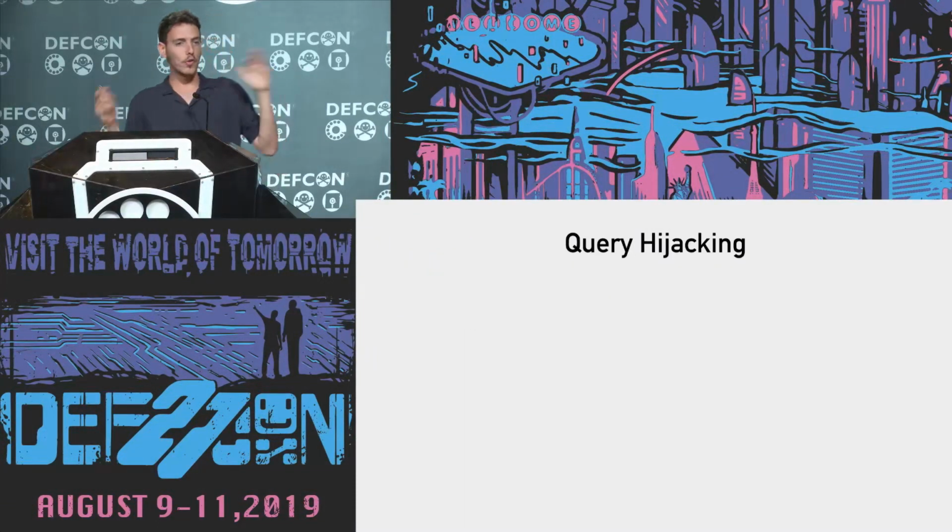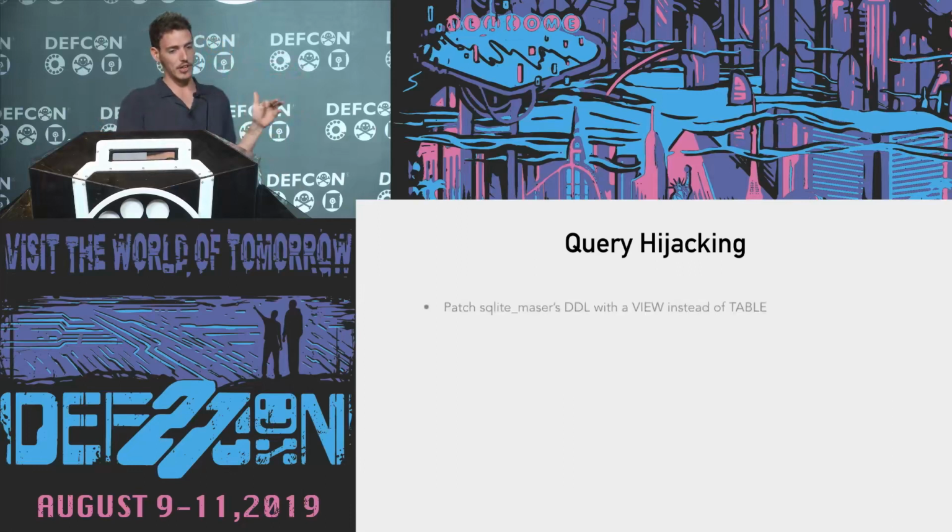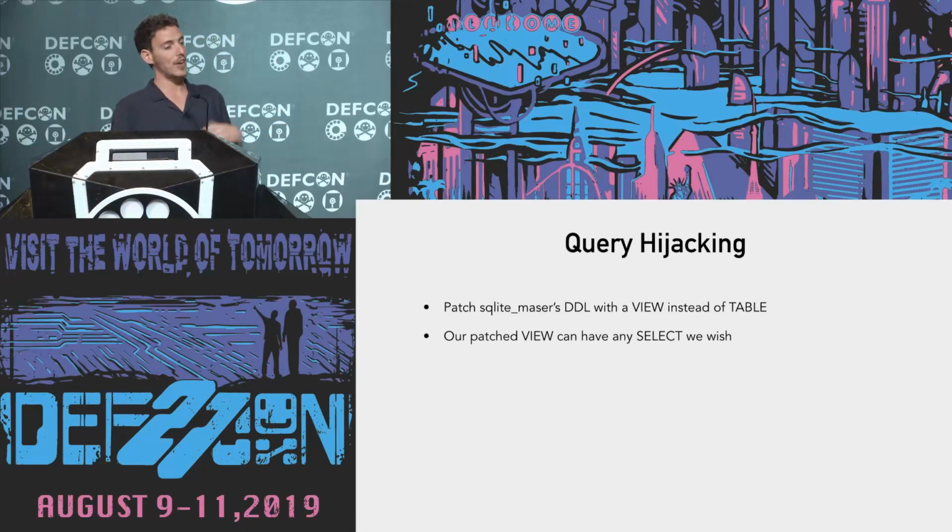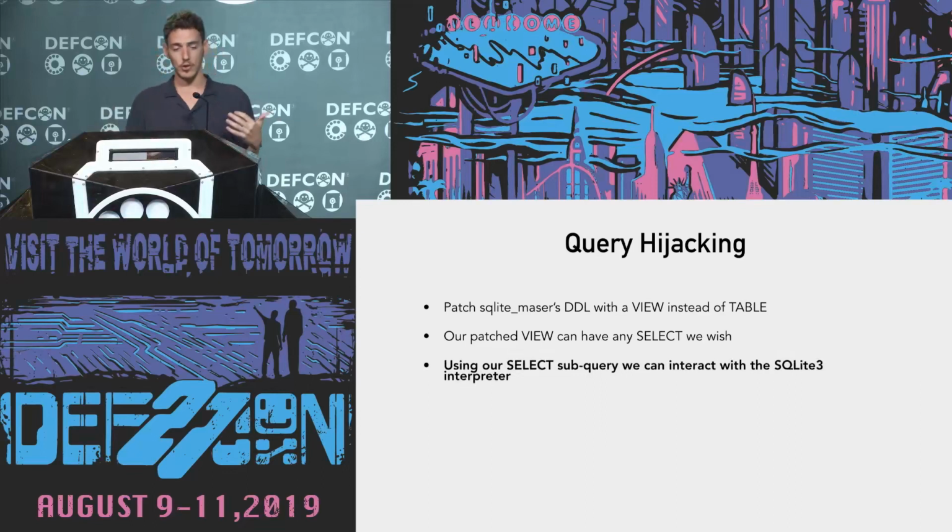So we move on to the concept of query hijacking. We are going to patch SQLite master DDL with a view instead of a table. And our patched view can actually have any select that we wish. And now, using our select subquery, we can actually interact with the SQLite interpreter. And this is a huge step forward, right? Because the query was uncontrollable by us at first, and now we have some control over it.